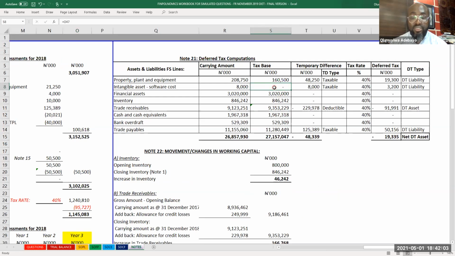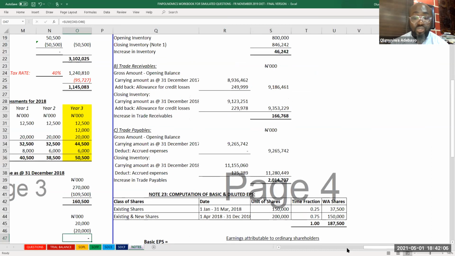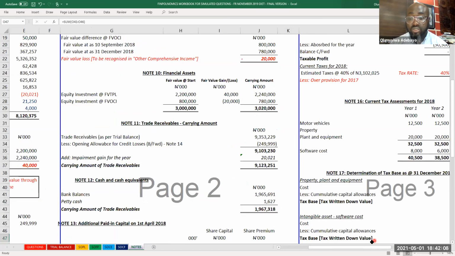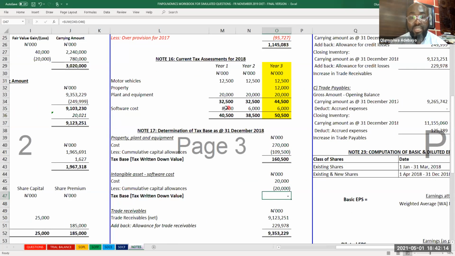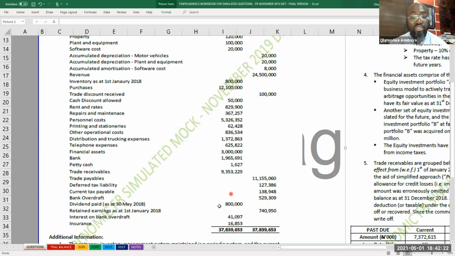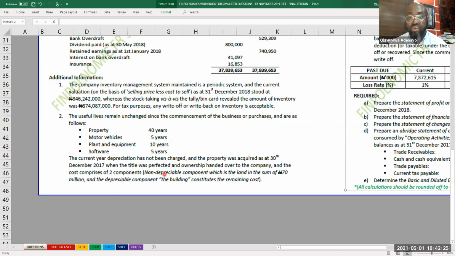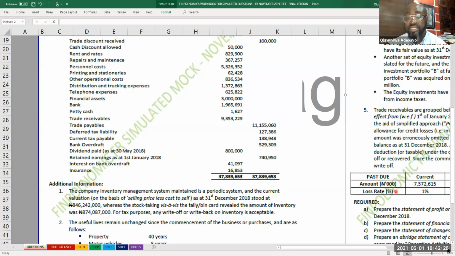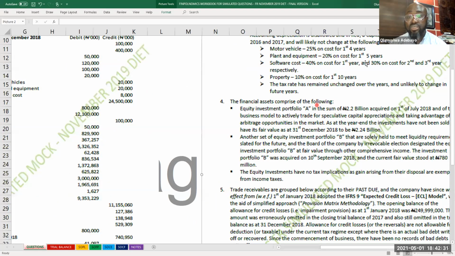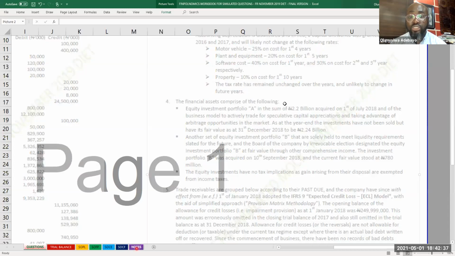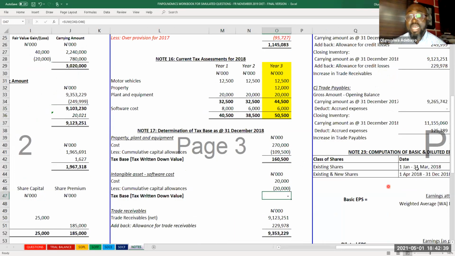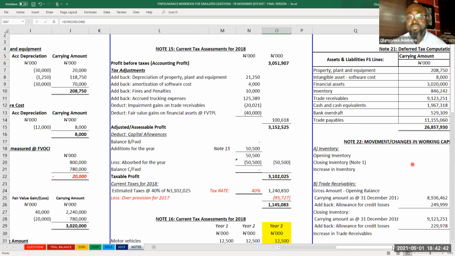Software, what is it? The tax base. We also go there. Software, what is the cost? The cost of the software is 20 million. What is the total cumulative capital allowance? Remember, the sum of it is 20. And all of it has been enjoyed in 3 years. How do I know? Because even in the information given to us here, we were told about capital allowance for software. They said we enjoy our capital allowance for 3 years. First year is 40%, second and third year are 30% respectively, which means over 3 years you have enjoyed it in full. Therefore, there's no written down value. That is what this means. And that is how we have a zero here.